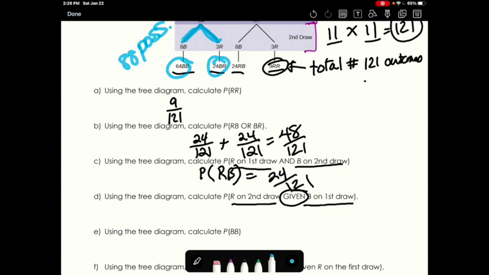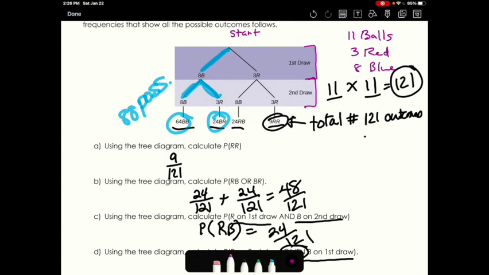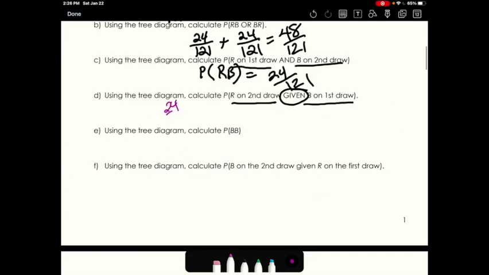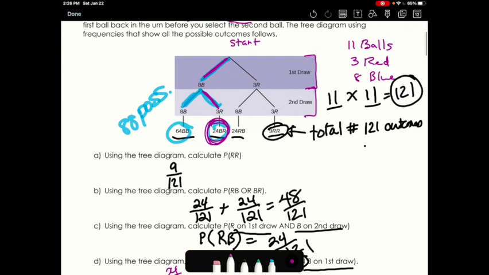So now we want to find the probability of getting a red on the second draw if we are only looking at getting a blue on the first draw. So looking at just the options, narrowing it down to getting a red on the second draw, that's 24 out of 88.